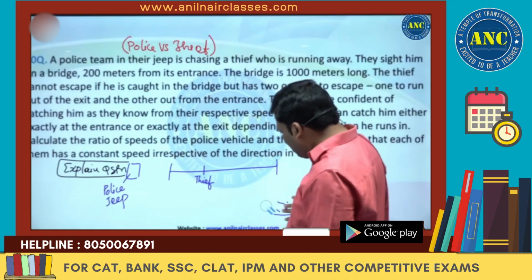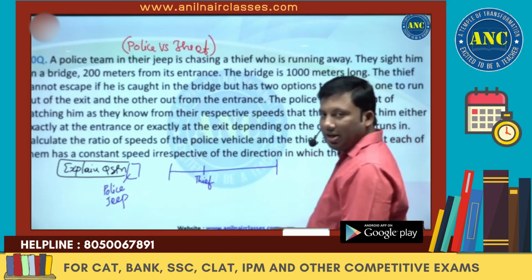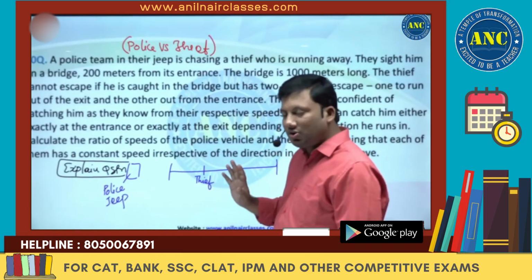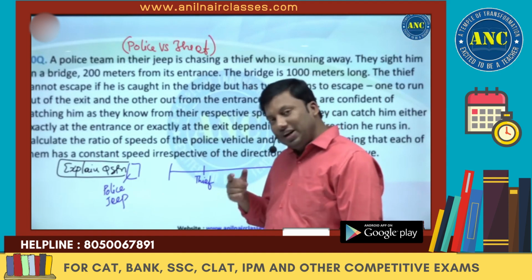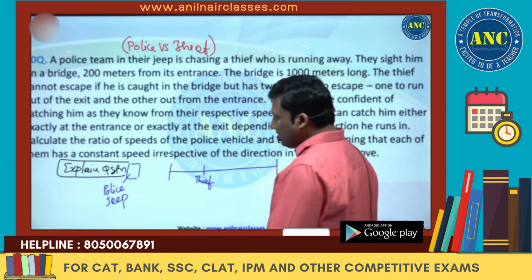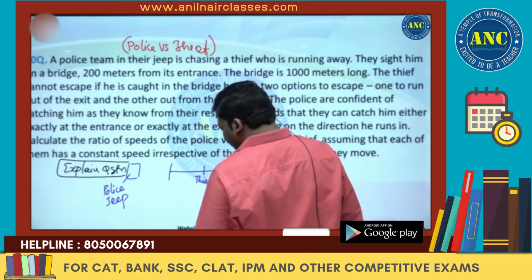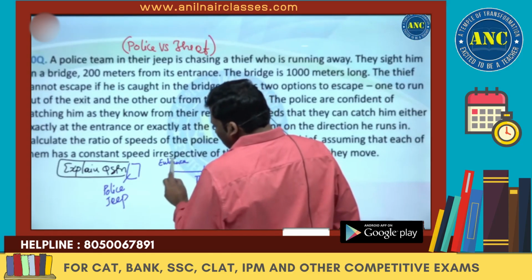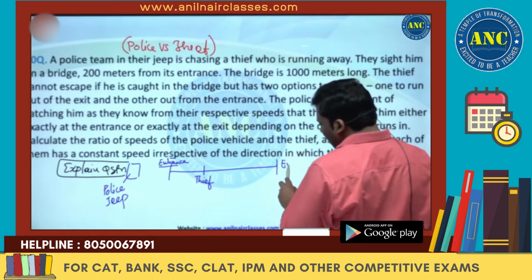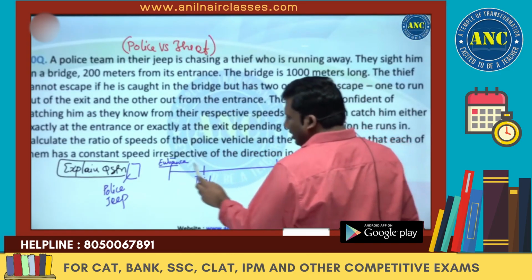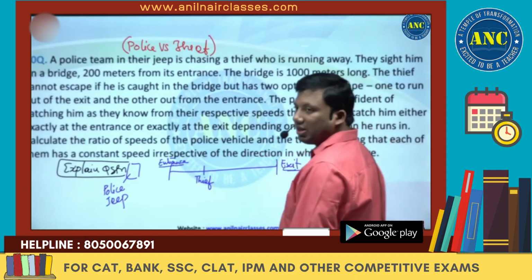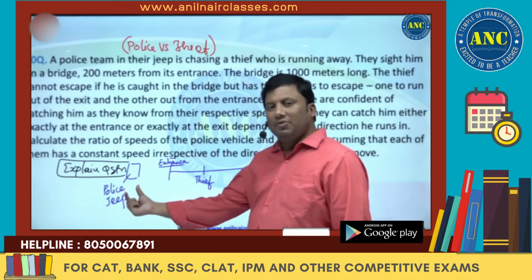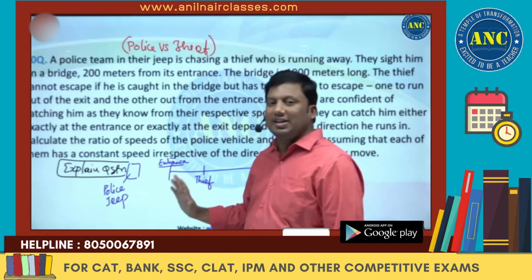He has the right, either he can jump down and kill himself, but he decided not to kill himself. This is the entrance of the bridge and this is the exit of the bridge. If the thief goes this side, the police will catch the thief exactly at the entrance.